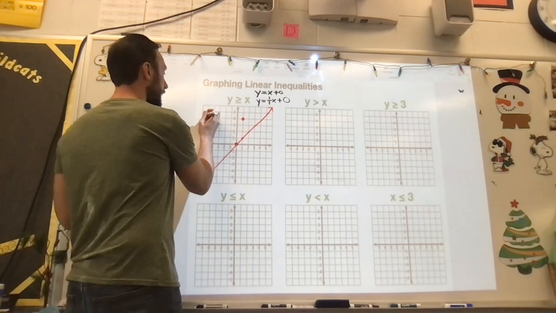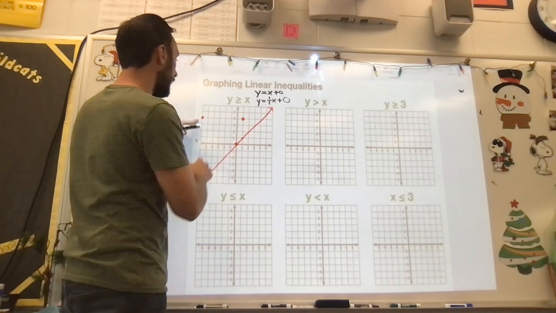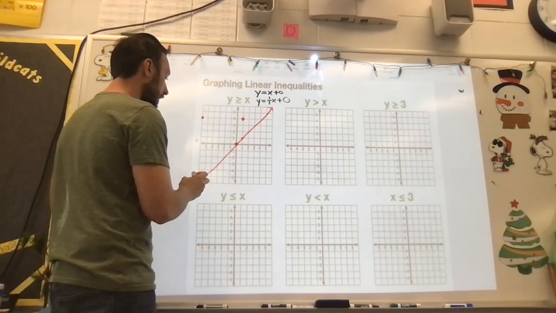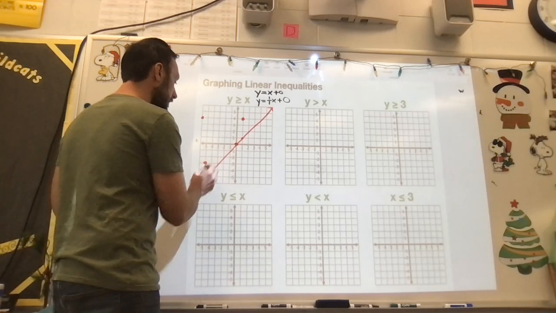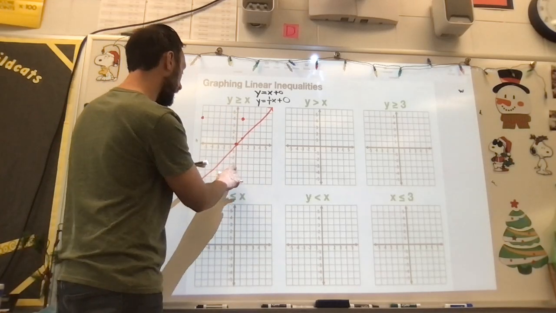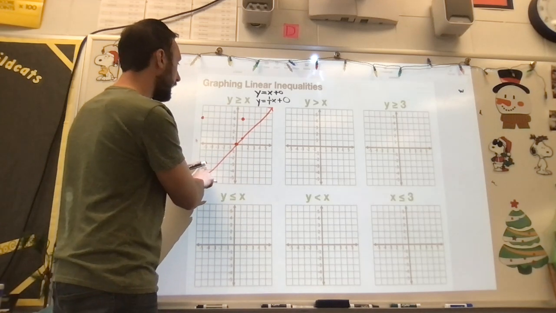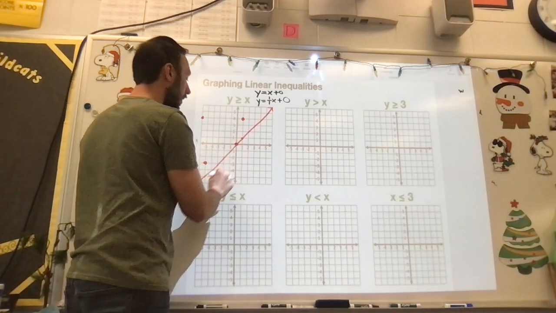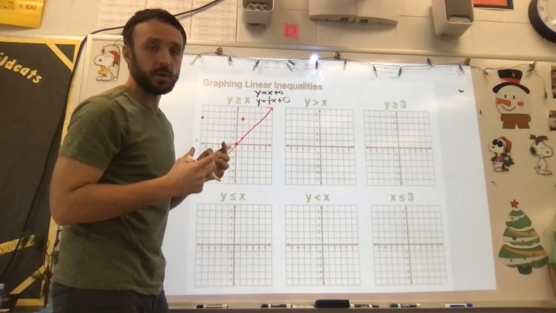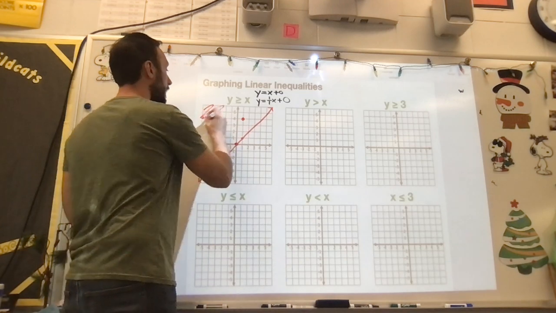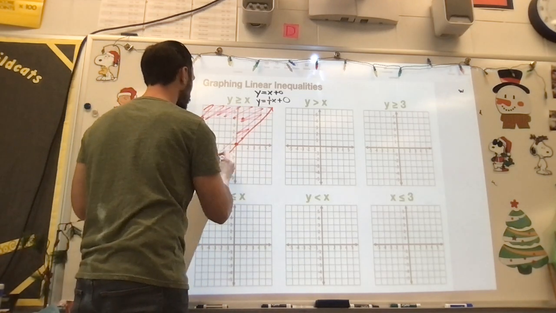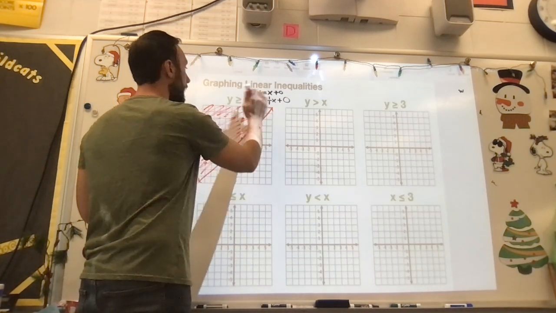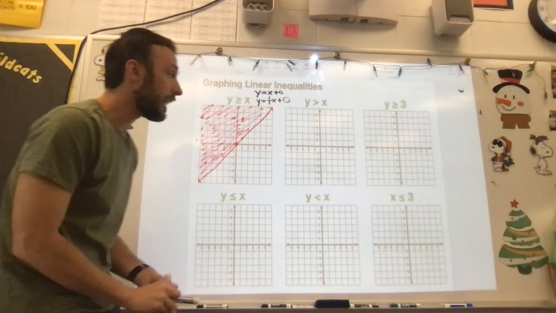Well, maybe I pick a point over here. My y value is 4 again, my x value would be -6. It's still greater. Maybe I go down here. My y value would be -3, my x value would be -5, so my y value is still greater than my x value. So when we have a greater than sign, all we have to do is graph the line like we usually do in slope-intercept form, and then we're just going to shade above it. Everything above it is also a solution. This is all a solution to the inequality y is greater than or equal to x.